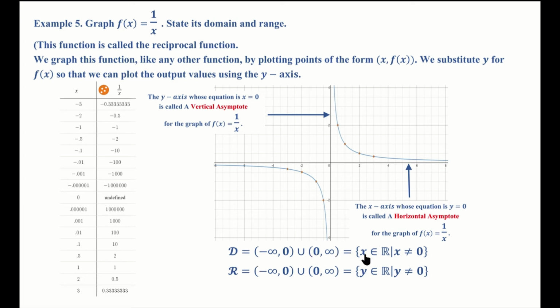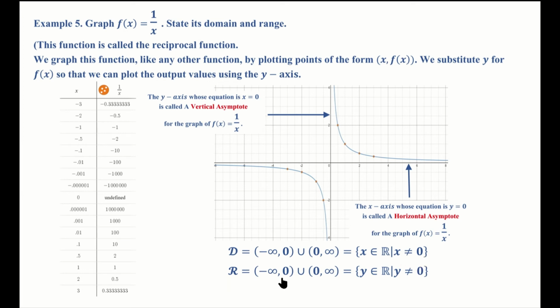To say it using set builder notation, we say it's the set of all real numbers x, that's x belonging to R, the set of real numbers, such that x does not equal 0. That means all real numbers except 0.